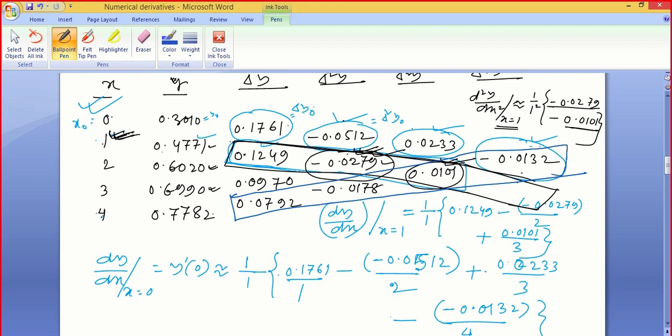So the derivative dy by dx at x equals 4 is 1 by h outside, then the first difference: this value by 1, this value by 2, plus this value by 3, plus this value by 4. All terms are positive here. Then d2y by dx2 at x equals 4, starting from the second difference: this value plus this value plus 11 by 12 of this value. That is the second derivative at the last point.